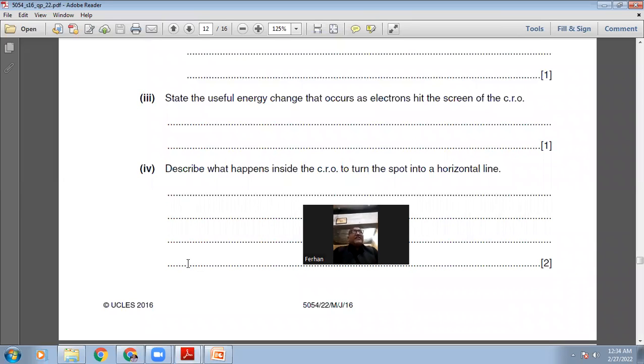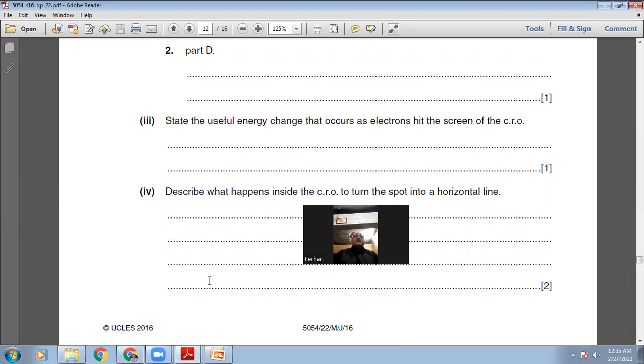It says, state the useful energy changes that occur as the electrons hit the screen of the CRO. When the electrons hit the screen of the CRO, the electrons have kinetic energy, and that will be converted into light energy. In this case, the light energy produced when they hit the screen is useful. The next part is, describe what happens inside the CRO to turn the spot into a horizontal line. It's a 2-mark question.